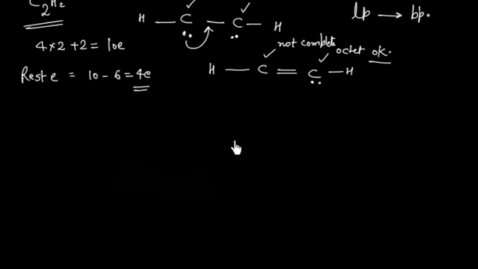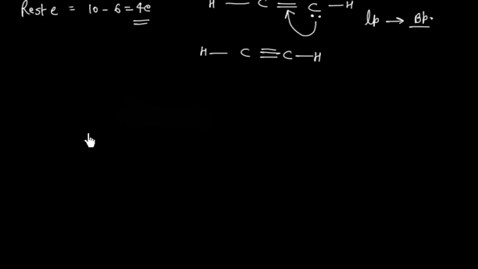So what we can do is form these two lone pairs into a bond pair. Again I have to convert lone pair into bond pair. If I do this, what will happen? I will have H C C H. Are you getting it or not? So this is the structure of the acetylene molecule. Are you getting it or not?